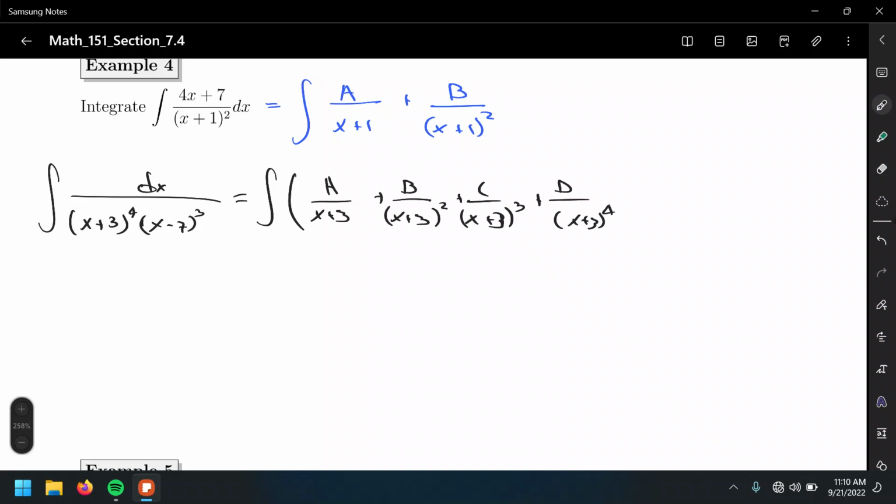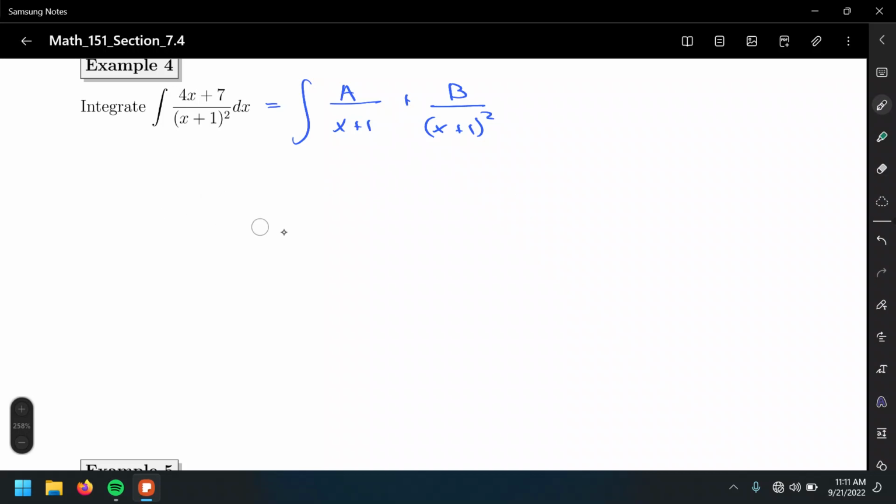Let's write the next one. x minus 7: E, plus F over x minus 7 squared and G over x minus 7 cubed, dx. Alright? Are we going to do anything like this? No. We're not going to do anything this crazy. But this side trip right here is just so you can see how we would expand it whenever we have repeated factors.